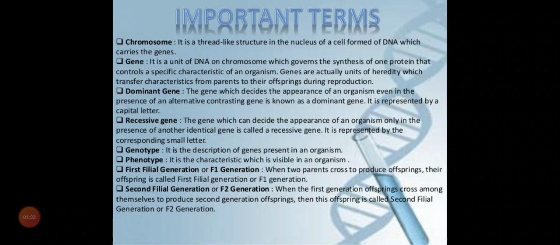Next, we come to genotype. Genotype is the description of genes present in an organism. These two terms are important, genotype and phenotype. Anything which is related to genes, or which describes the pattern of genes, or in which genes are representing or describing any particular characteristic, is termed genotype.